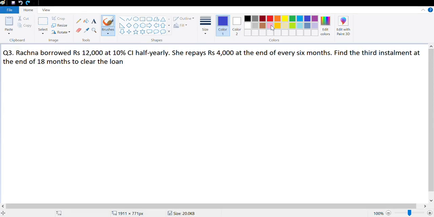Hi guys, let's start the next exercise, exercise 2D. There is nothing else for me to teach in terms of new concept. So let's go ahead and start the questions directly.